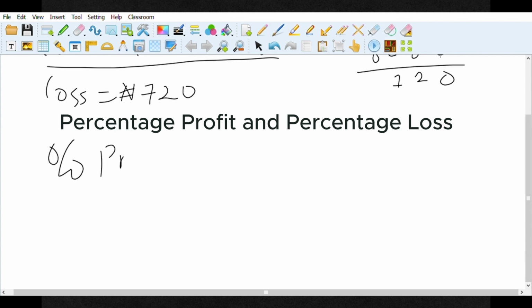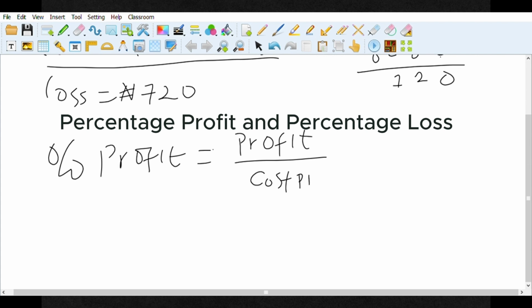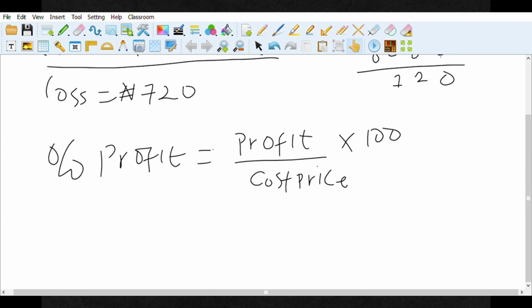Percentage profit is very easy to calculate. You have to calculate the profit already, just like we already know. You know how to calculate profit over the cost price. So divide your profit by your cost price and multiply what you get by 100. That will give you percentage profit.